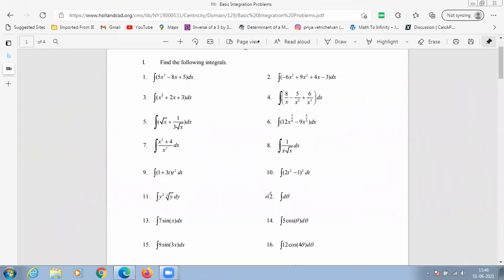Okay, we'll move on to the question number 12. Question number 12, theta. So you will be using many trigonometric identities and trigonometric ratios also in the integration. That will be more and more interesting. So we'll see how to integrate theta. Integral theta means 1 dtheta. Answer is theta only. Theta plus c.